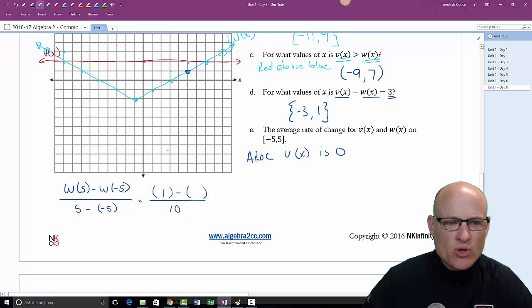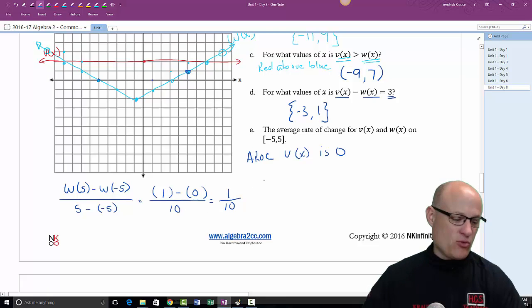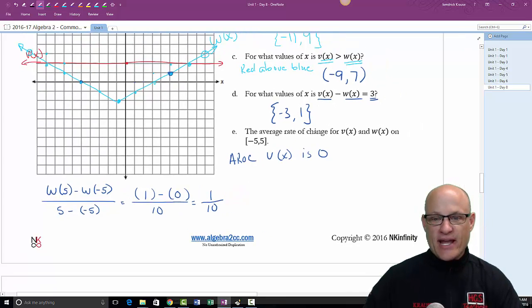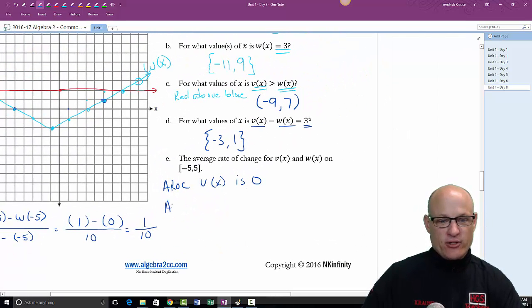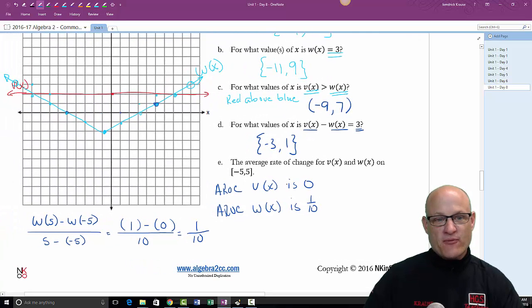What is W of negative 5? 1, 2, 3, 4, 5. It's right there. It's 0. So this is 1 minus 0, which is 1, all over 10. So the average rate of change for W of X over that interval is 1/10. So for linear functions, it's just the slope.